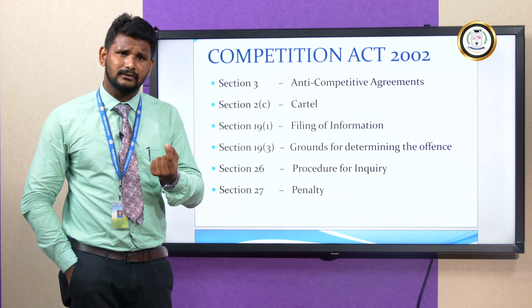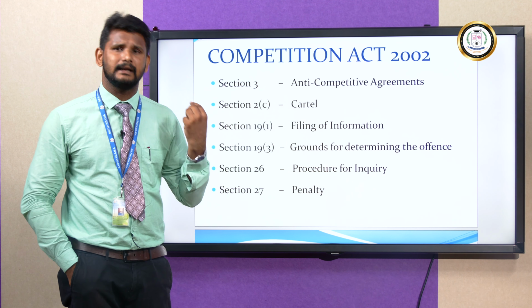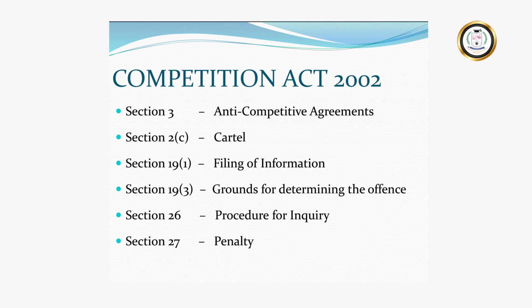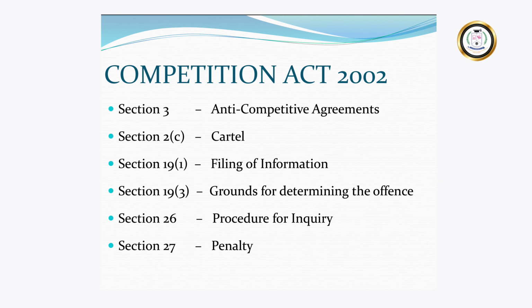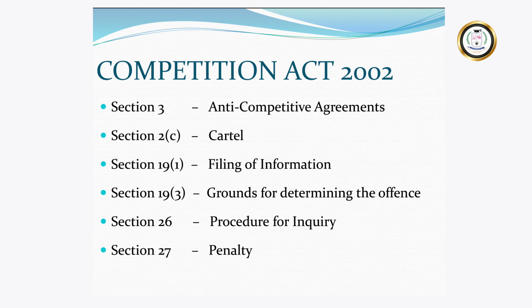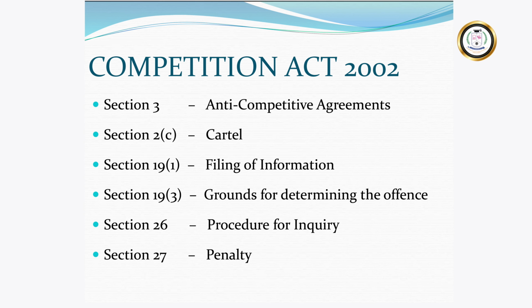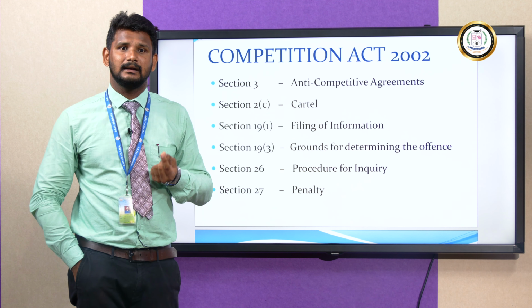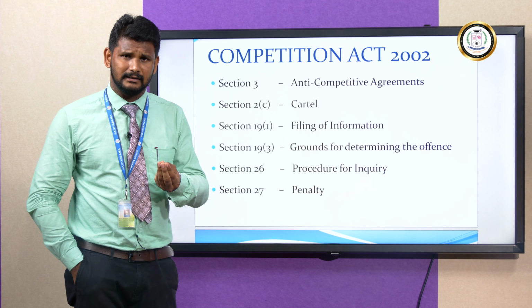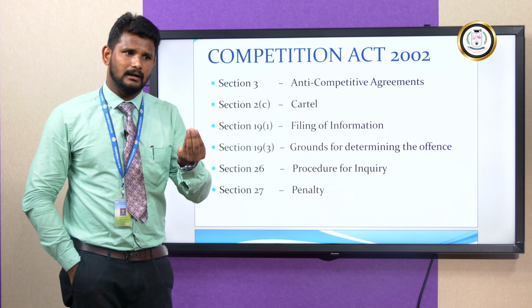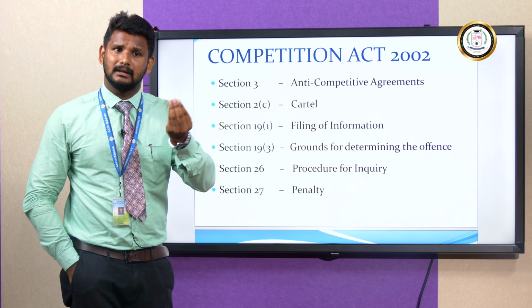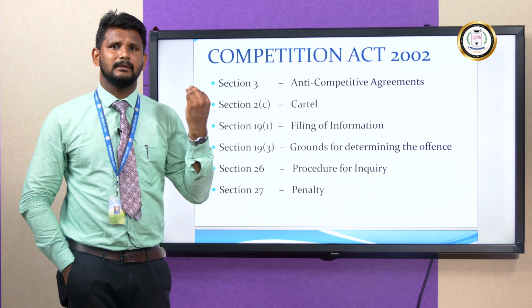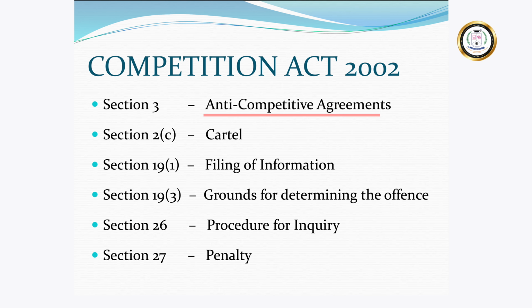In order to identify the whole status of anti-competitive agreements, we refer to all these provisions. For example, section 19 subsection 3, where the grounds for anti-competitive agreements are highlighted. So, section 3 subsection 1 clearly reads that any agreement which has a tendency or which has a nature to affect the market, that is, an appreciable adverse effect on competition, then such agreements are called anti-competitive agreements.